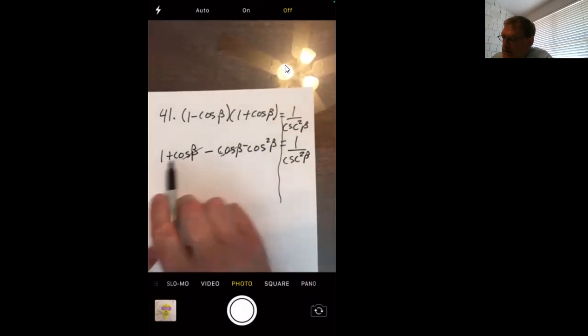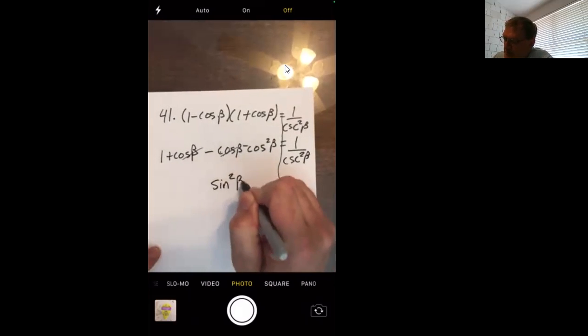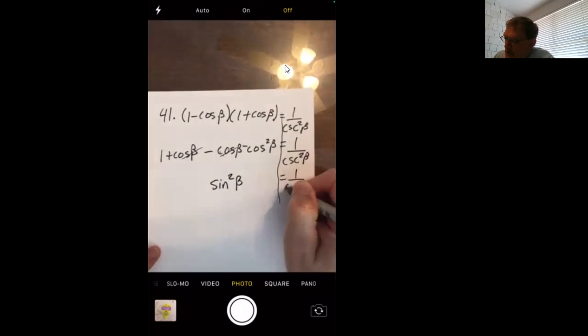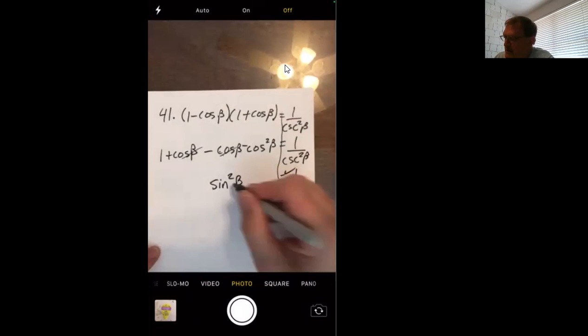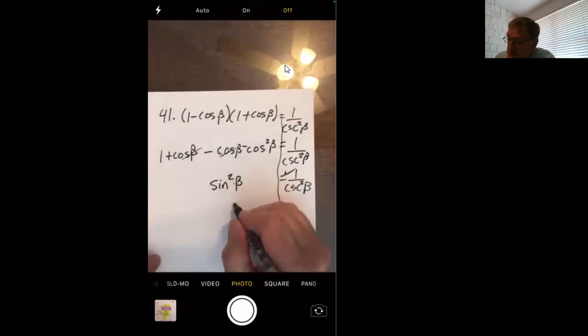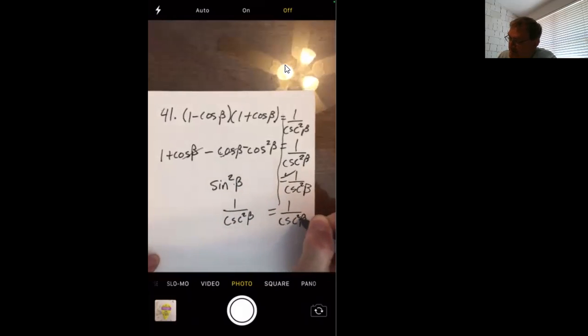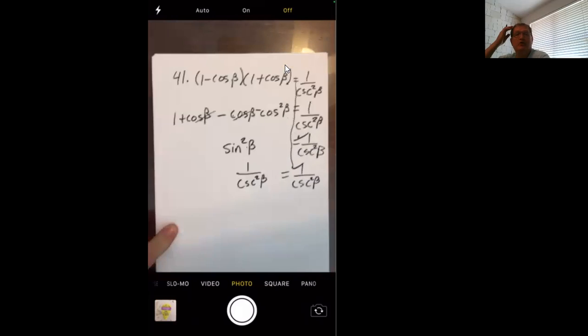Hope you know that a 1 minus a cosine squared is a sine squared. 1 over a cosecant squared of beta. You can really almost quit right there because that should be obvious that those are equal, or you could convert this to 1 over cosecant squared of beta, and it's equal to 1 over cosecant squared of beta. Either way.